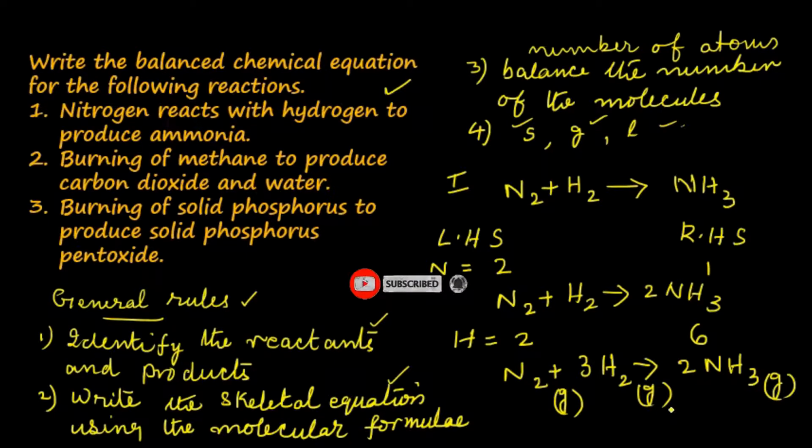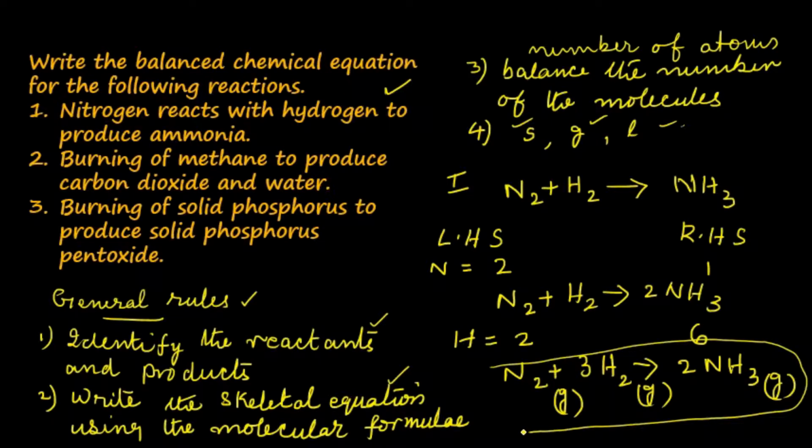And finally, we add the states. Nitrogen is gas. Hydrogen also is in the gaseous state. Ammonia is also in the gaseous state. So this is the balanced chemical equation for the reaction of nitrogen with hydrogen forming ammonia. I hope this is clear.